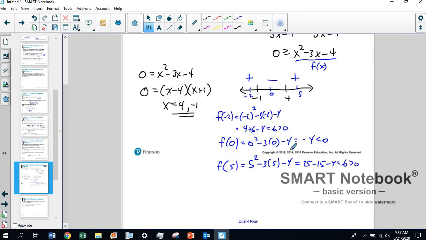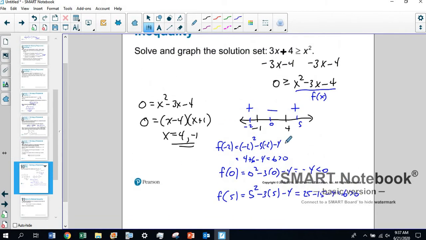You guys have to show me a test point for every interval because it doesn't always alternate. I know the two problems we've seen, you do plus minus plus or whatever, but that's not always the case. Because of that, you need to make sure that you test each individual interval, and I need to see those tests.